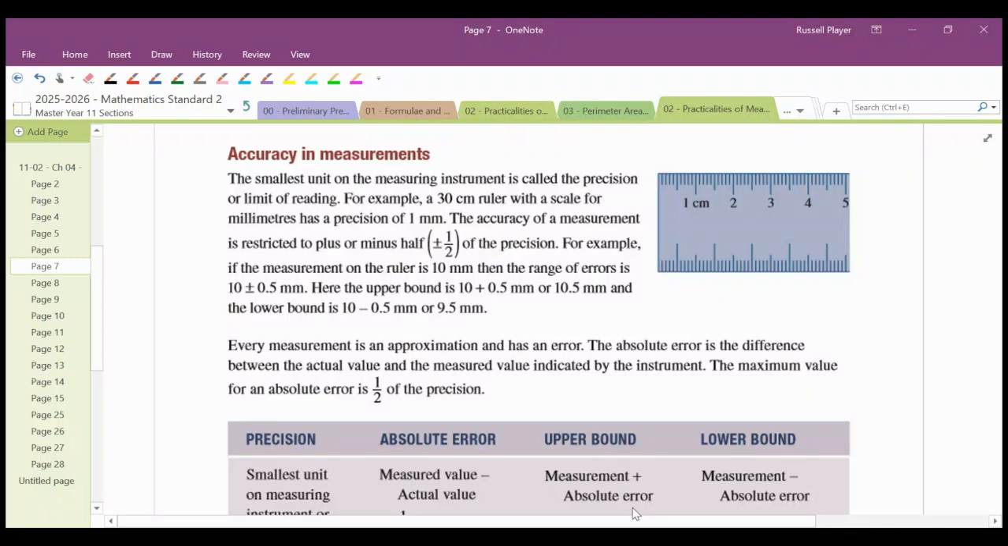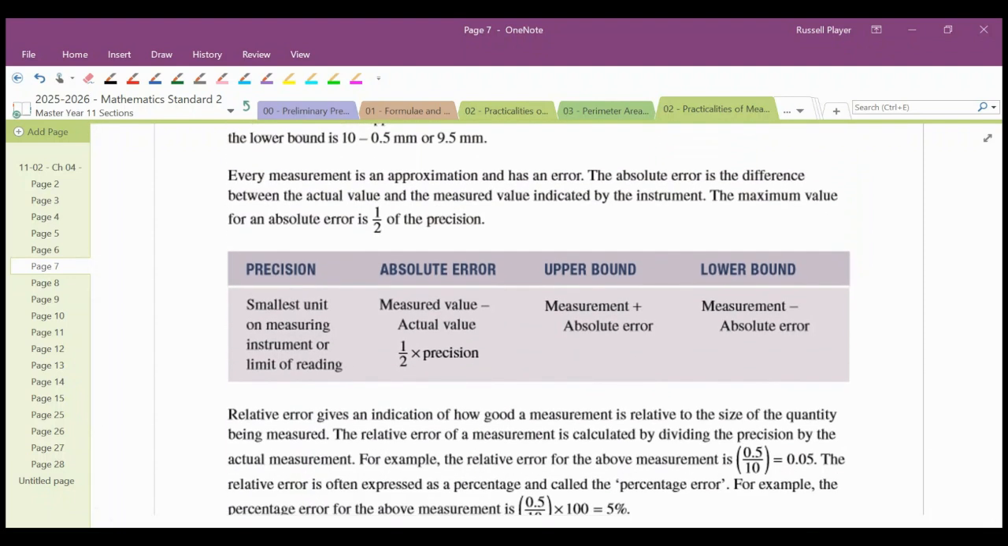All right, guys, we're up to example three, which is one where we're finding measurement errors. But I just want to talk about this very, very briefly first. Just before we get to this one, we will be talking about accuracy and measurements. And we're going to be talking about a few things like precision, absolute error, upper bound, and lower bound.